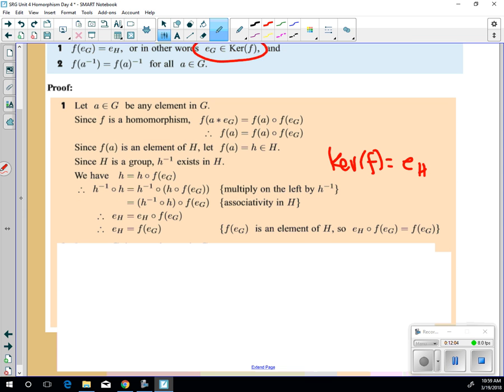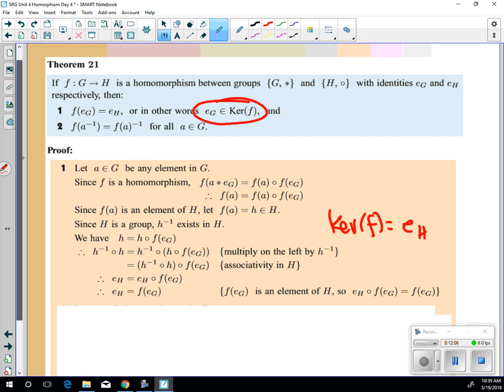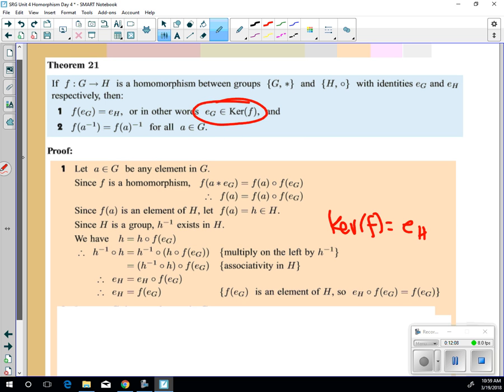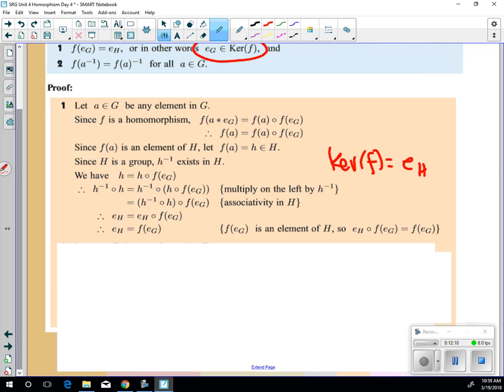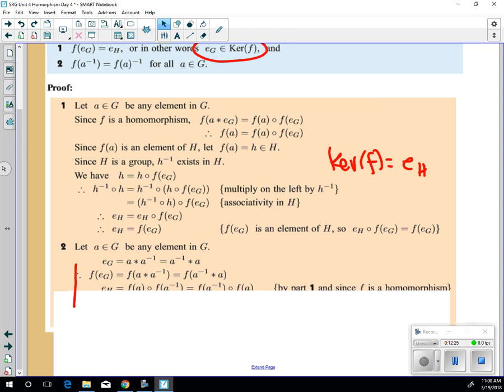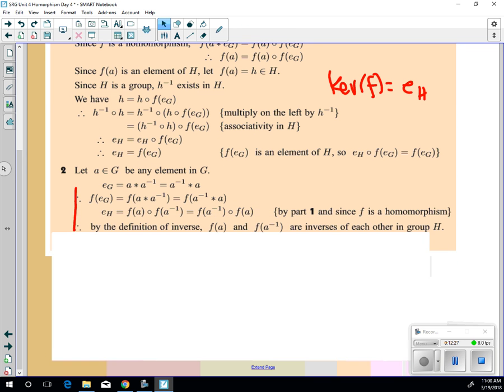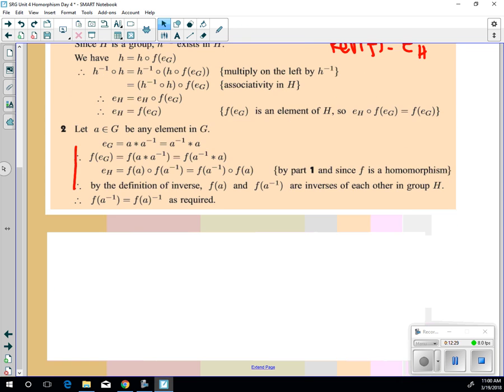That is what they're saying here. And then this one, F of A inverse equals F of A, inverse for all A in the group. That's because of the group nature. And you can see that proof. Actually, you can't. They proved that one. I'm not going to go through it. I couldn't follow it in a couple of spots.